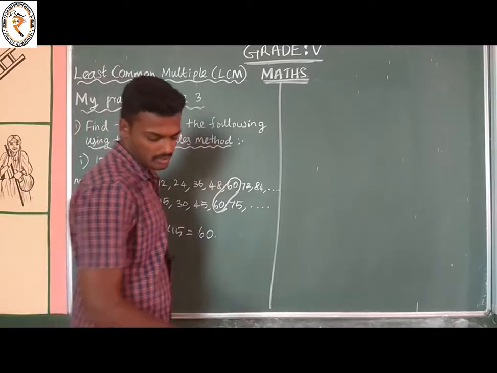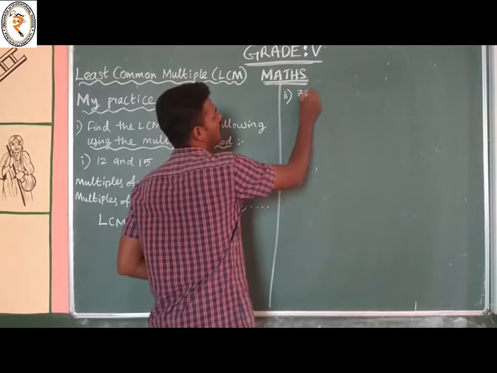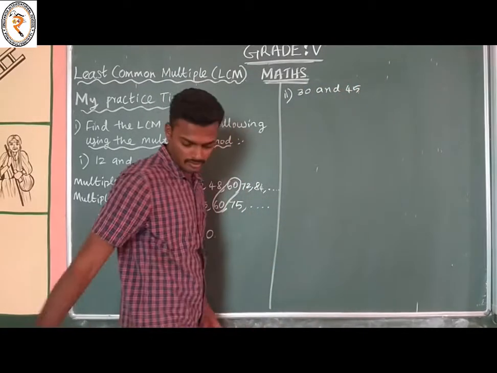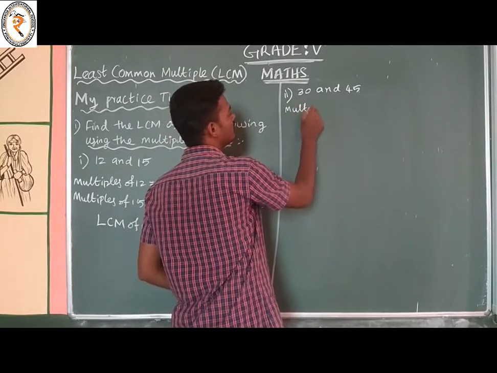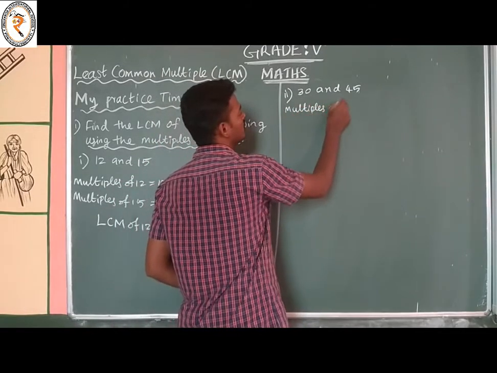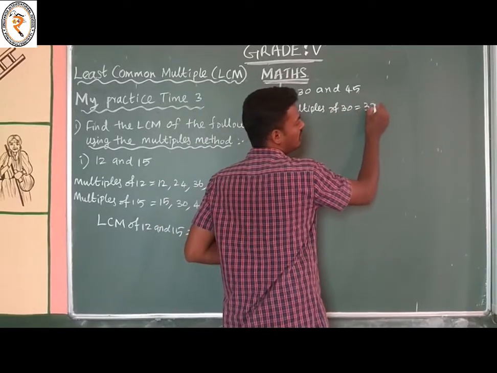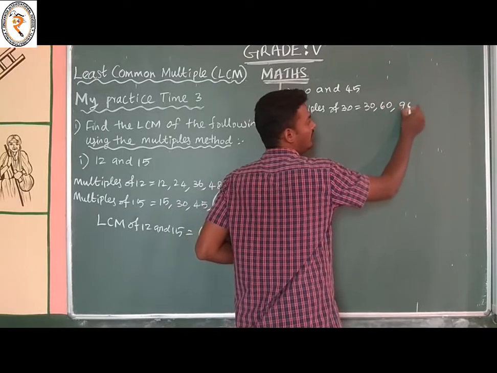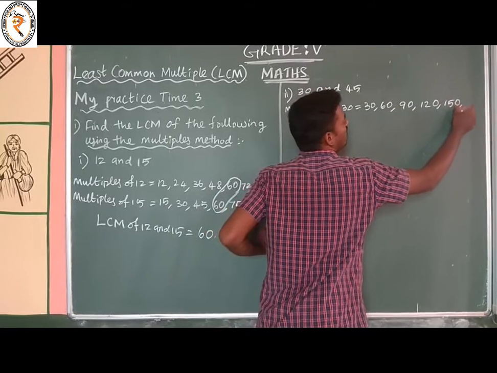Roman 2: 30 and 45. The multiples of 30: 1 30 is 30, 2 30s are 60, 90, 120, 150, and so on.